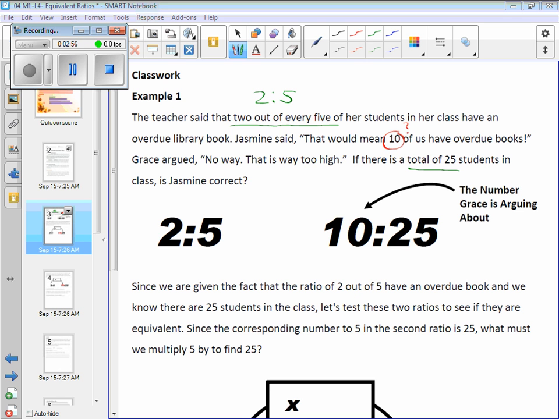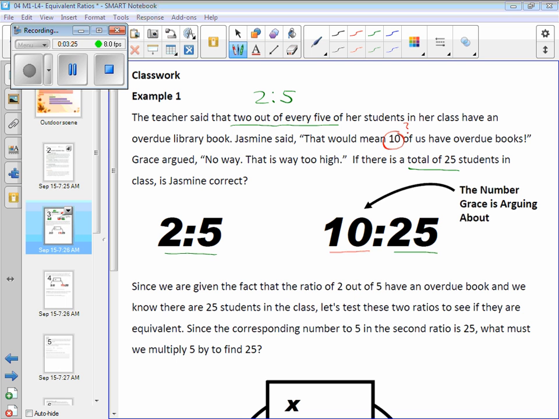So now we're going to prove or disprove it using equivalent ratios. It was close, wasn't it? We know 2 to 5 is definitely true. I should do that in green. Keep consistent with my colors. We also know that 25 is true. The number she's questioning is whether 10 kids have overdue books.